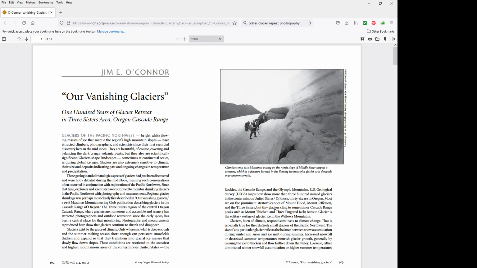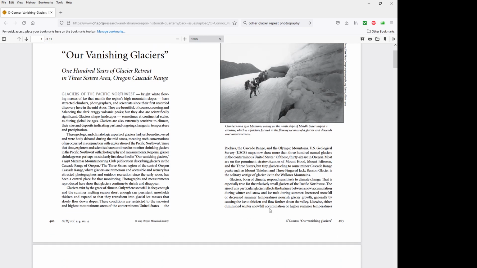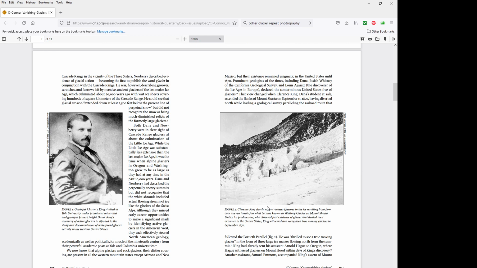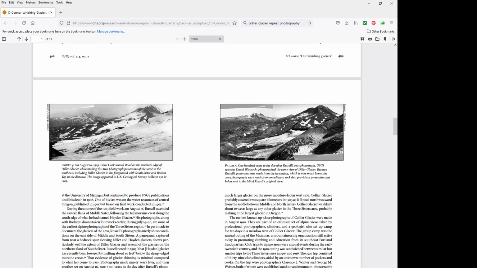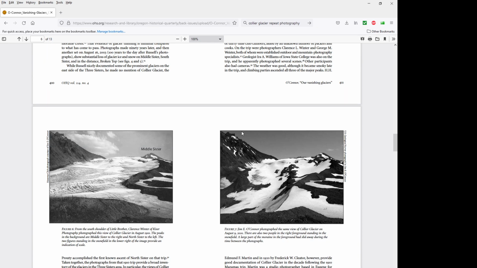And so what I'd like to do is scroll down this article a little bit, and we're going to first look at the map. Here's North and Middle Sister, and up here on the kind of upper left is one of the glaciers on the Sisters, which is known as Collier Glacier. And we're going to be looking at some pictures taken of Collier Glacier through time. This article actually has several repeat photos of Collier Glacier. Let's take a look at this one.